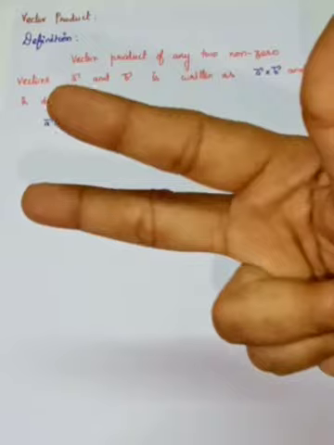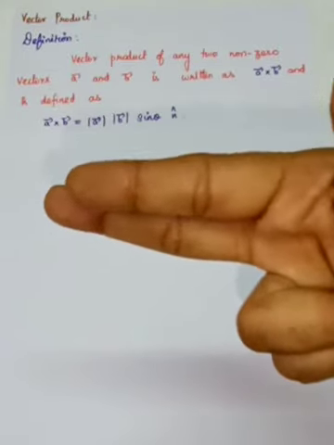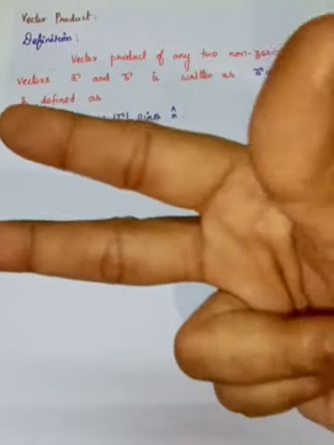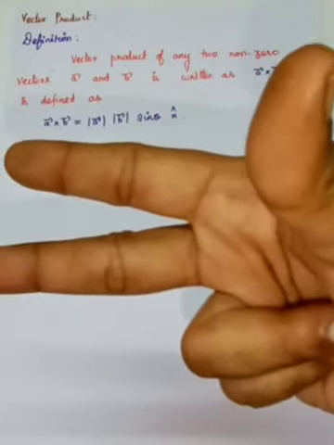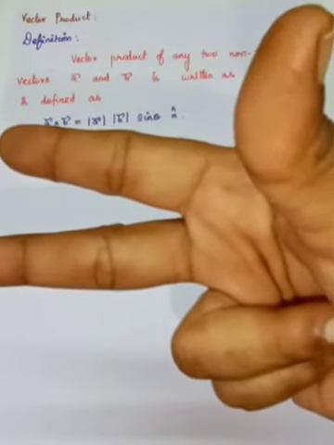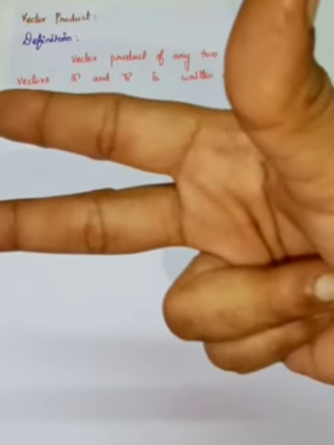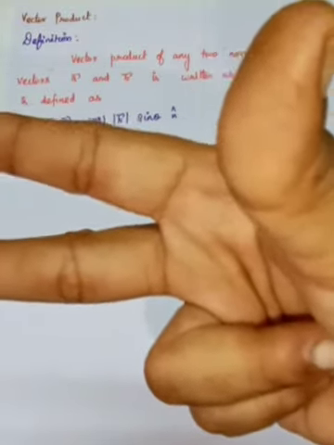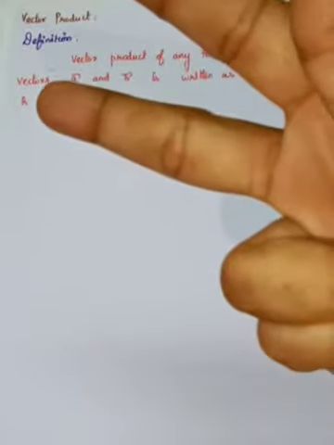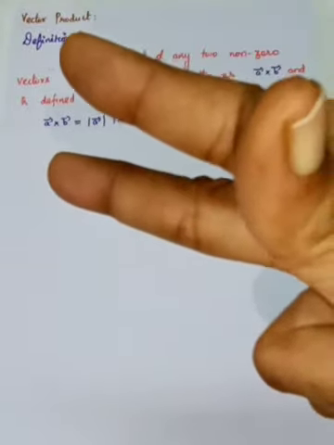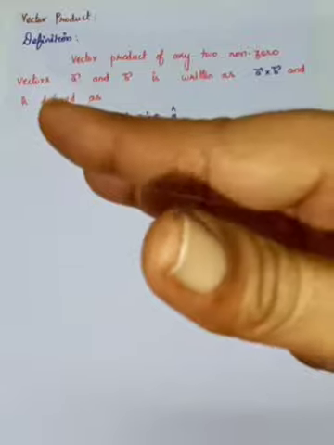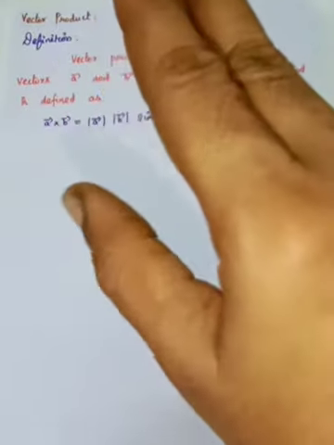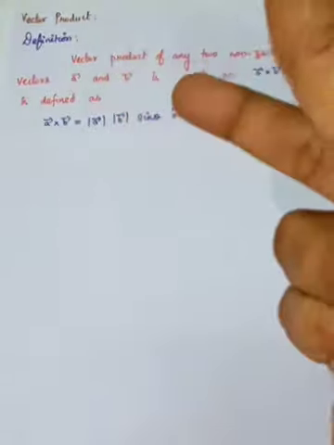Suppose your a vector is rotated in the direction of b vector through an angle theta. Then the right-handed screw will move in the same direction as a vector cross b vector. If I rotate a vector in the direction of b vector, the right-handed screw moves in the direction of a vector cross b vector.